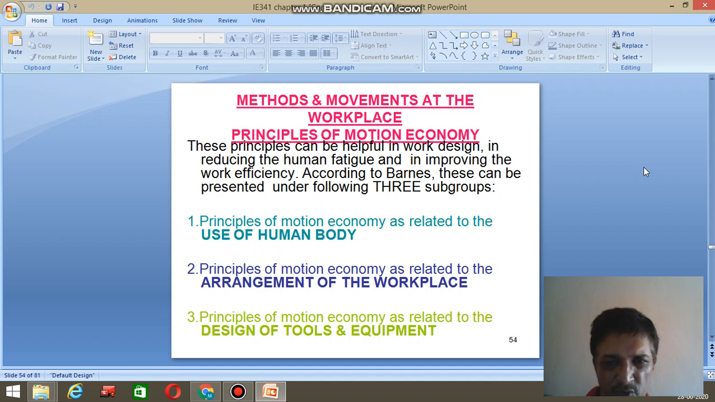Principle of motion economy as related to the use of human body. Principle of motion economy as related to the arrangement of the workplace, and the principles of motion economy as related to the design of layout and equipment.